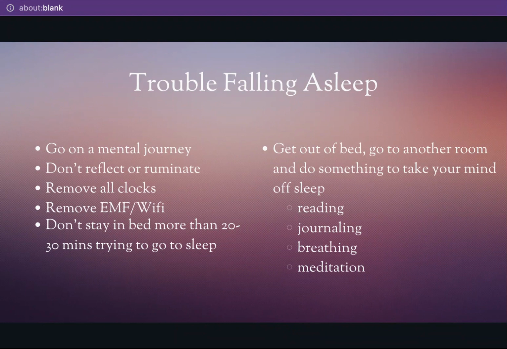One of the things about falling asleep is you cannot think about falling asleep. You don't want to focus on, oh, am I going to get to sleep tonight? Sleep is going to be horrible. You don't want to have those negative thoughts. So, going on a mental journey, anything that can take your mind off of the fact that you need to sleep, even if you're just thinking, I'm going to rest. Even if I don't fall asleep, it's okay. I'm going to just lay here and rest. And so, that's one strategy.